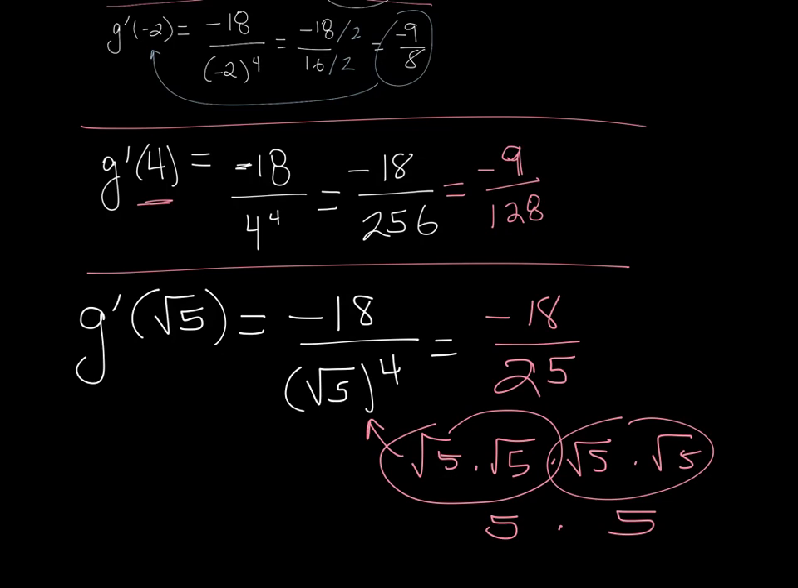And once again, that would be my slope at the x value, or in this case the t value, of square root of 5.